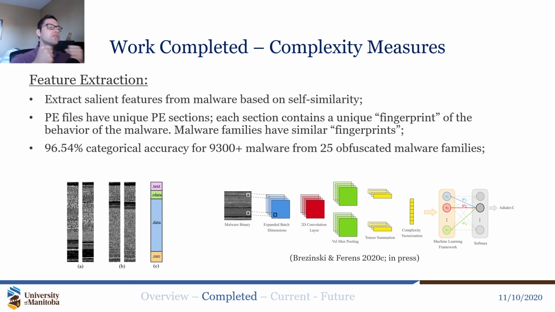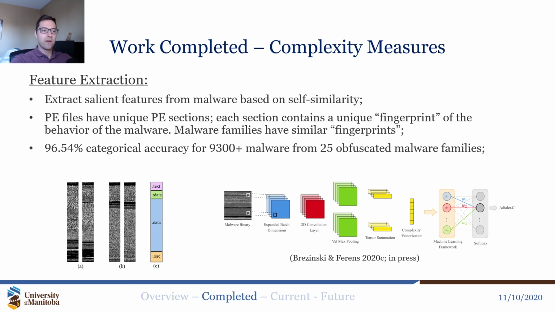And if complexity is a useful measure, then it should be useful enough for us to distinguish and classify benign versus malicious. So if you look at portable executable files, they have unique portable executable sections. In the bottom left, you can see these tall images, and above and below them are A, B, and C. A is a unique malware family, and those are two instances of the malware on the left and right.